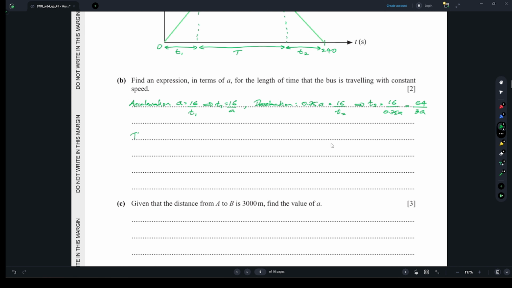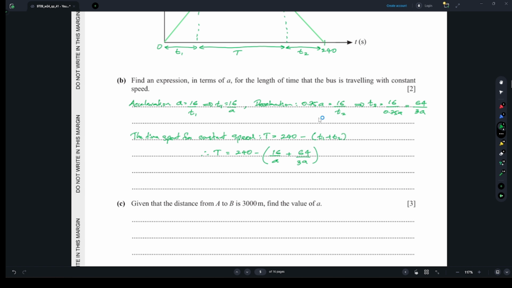Then we can write the time spent for constant speed. It's capital T. So we can write the total time taken for this one is 240 minus t1 plus t2. Therefore we can write T equals 240 minus, here you can write 16 over a plus 64 over 3a.